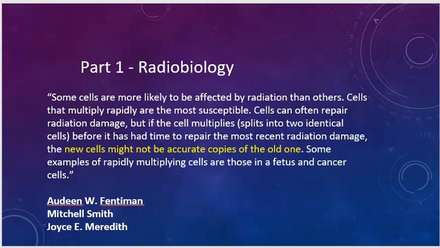Basically, cells that replicate themselves quickly, highly mitotic cells like you find on the inside lining of your mouth, in your esophagus, all through your GI tract. These cells, your skin cells too, are more susceptible to radiation because they do multiply, and if they get radiated while they're multiplying, then the new cells might not be accurate copies of the old one. Okay, so there's where your radiation damage can take place. So we want to try to limit the exposure to any tissue in the body that is highly mitotic.